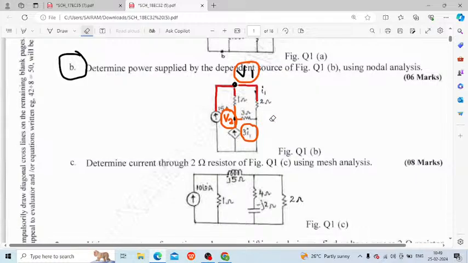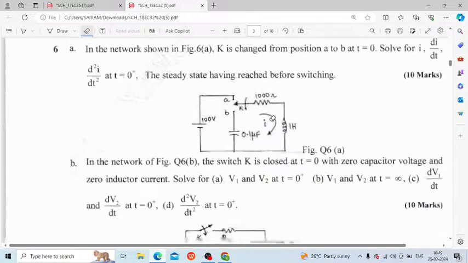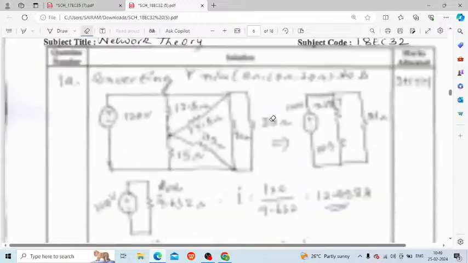So let's see how this problem goes. Okay? Yeah, mark the notes and let's see how the problem goes on, right? Okay.